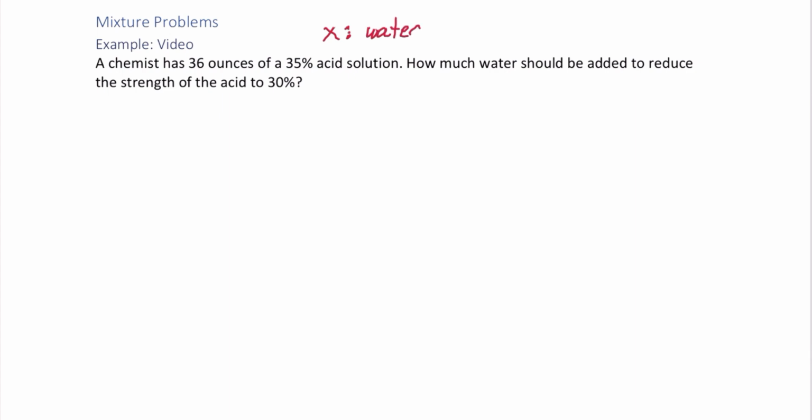Next, we can either set up a table or use pictures to help us create the equation. I personally like to use pictures. It helps me see what's happening. We initially have a container that has 36 ounces of a 35% acid solution in it.